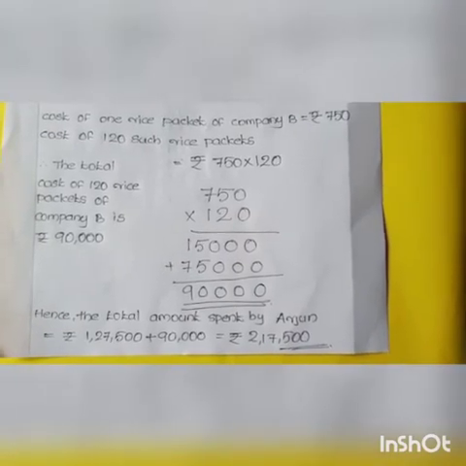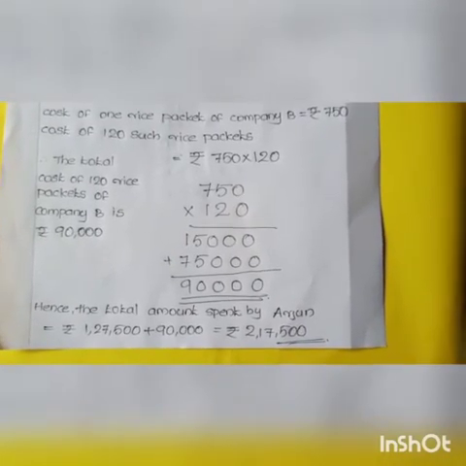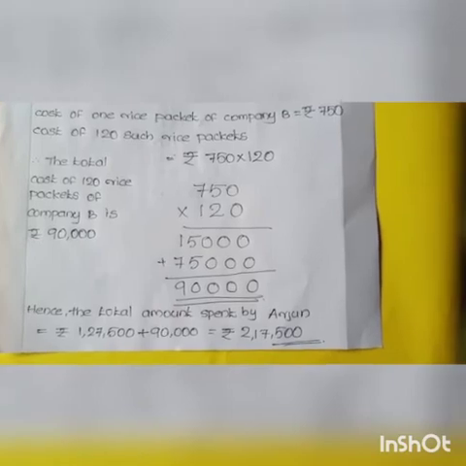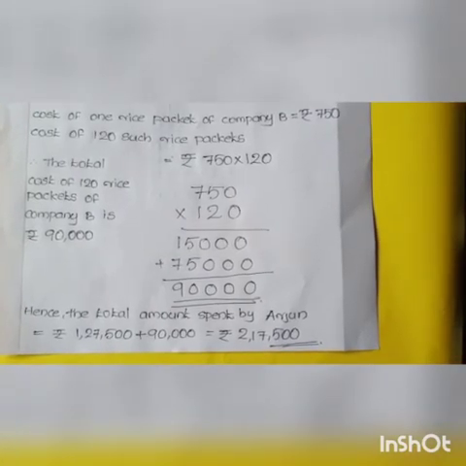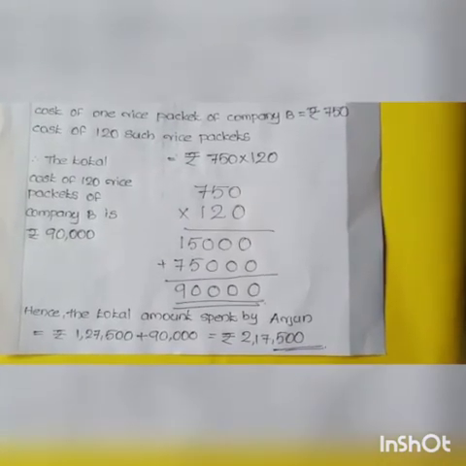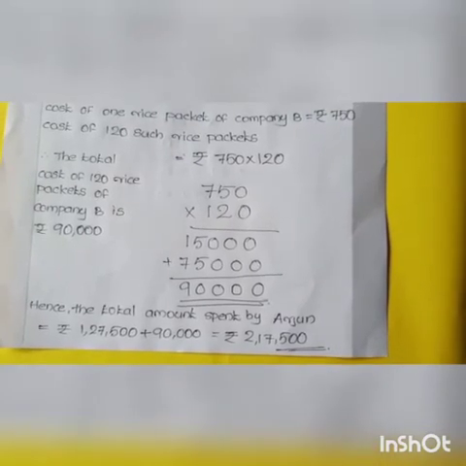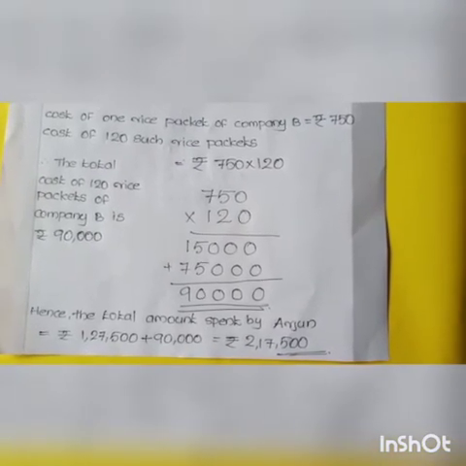Hence, the total amount spent by Arjun is equal to the two amounts added. Rupees 1,27,500 plus 90,000. The answer is rupees 2,17,500.